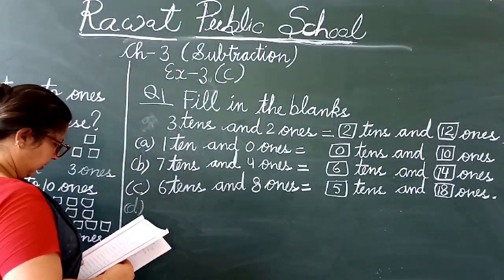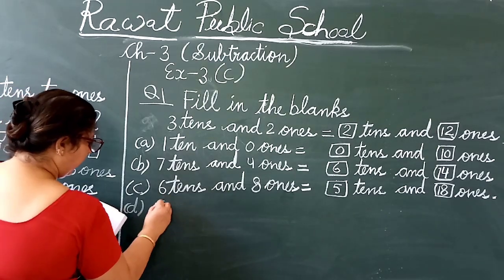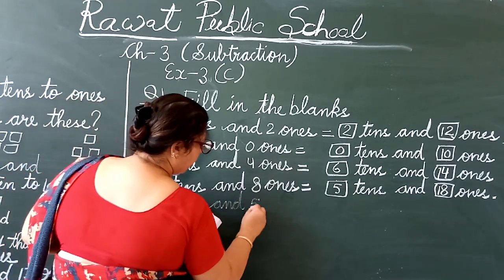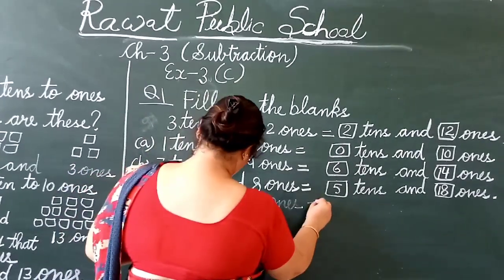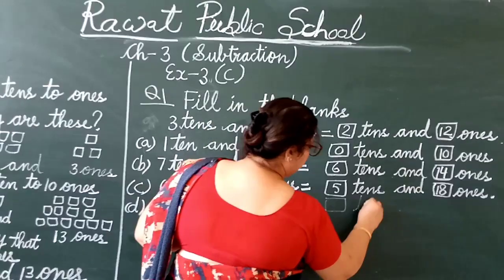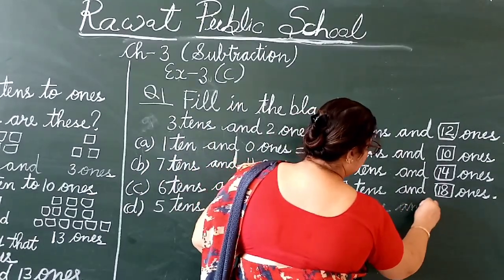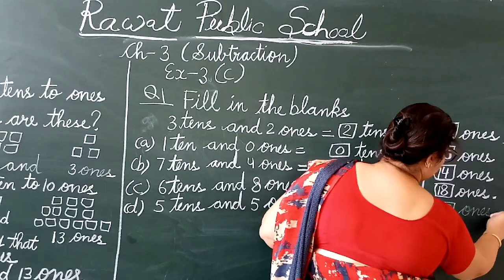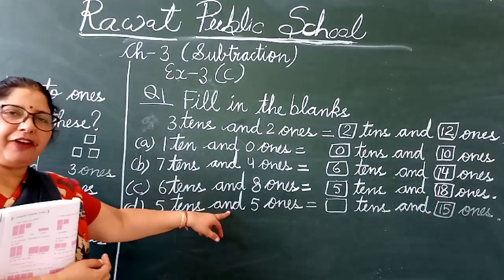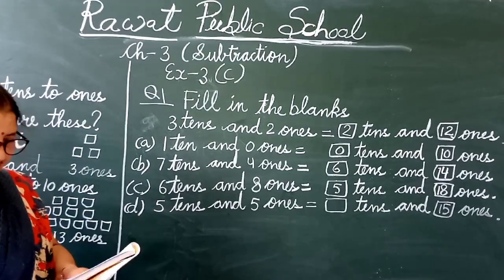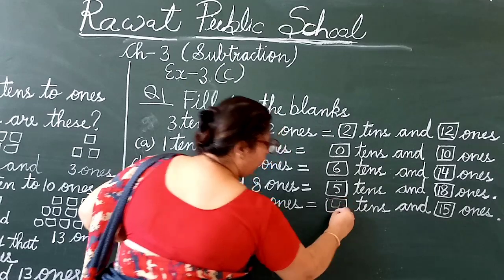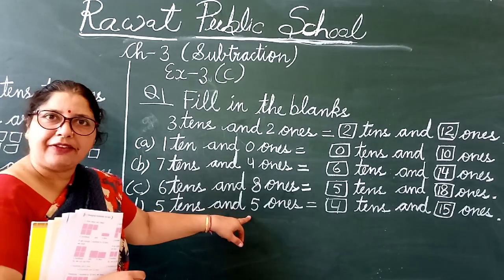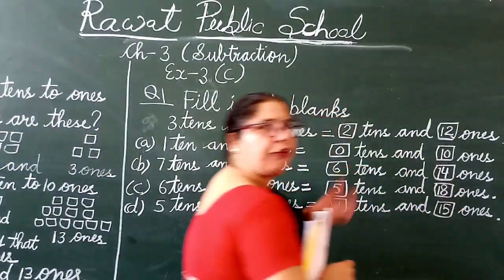Now last is 5 tens and 5 ones. 5 tens and 5 ones is equal to dash tens and 15 ones. Now look here, 5 tens and 5 ones. So 5 tens minus 1 ten is equal to 4 tens. 5 minus 1 is equal to 4 tens and 1 ten is equal to 10 ones. So 10 plus 5 is equal to 15 ones.